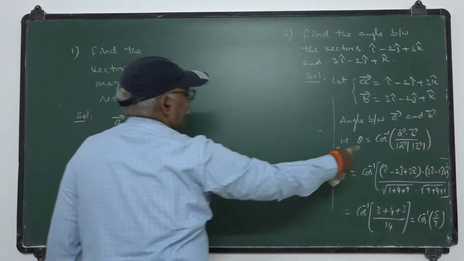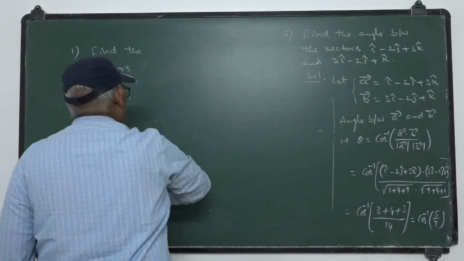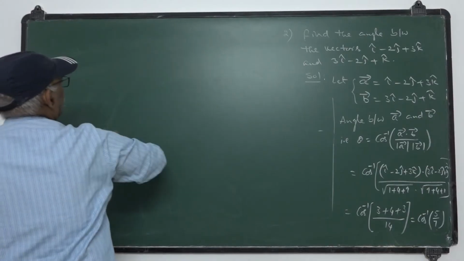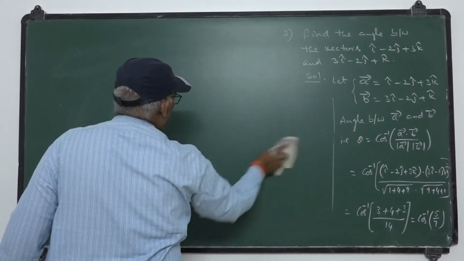This is the formula for finding the angle between two vectors based on the dot product of the vectors.